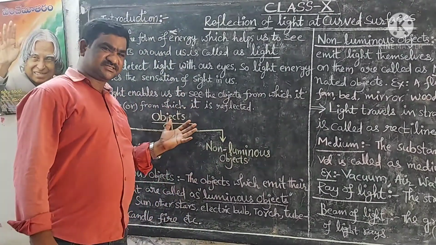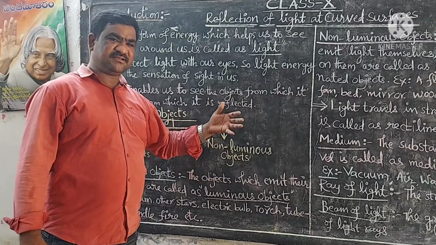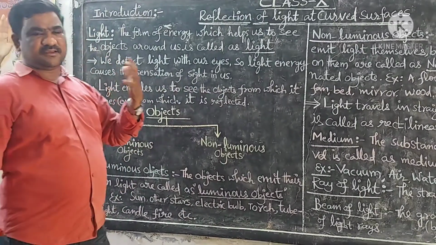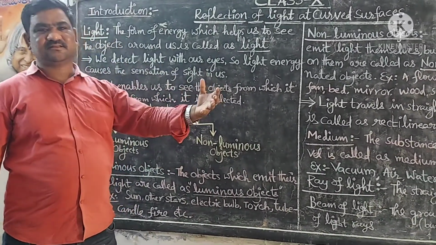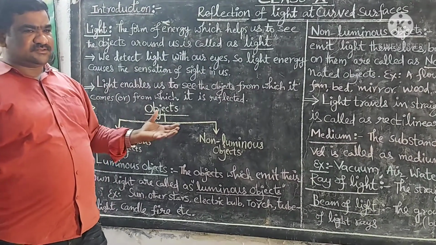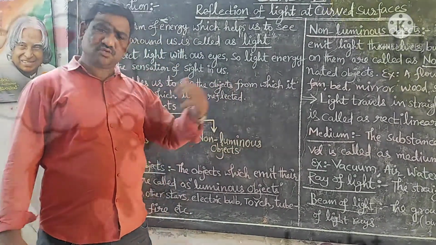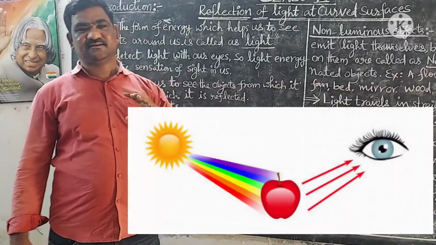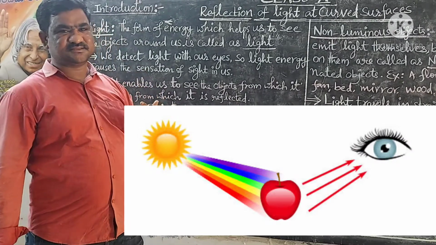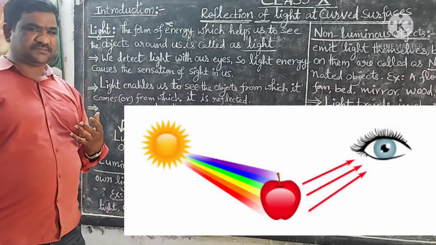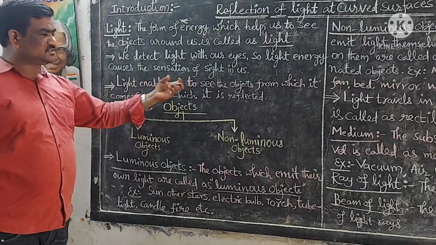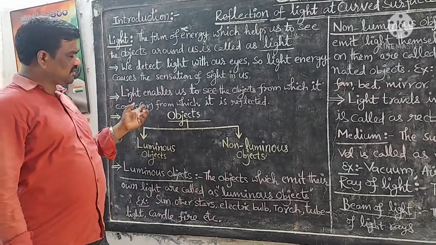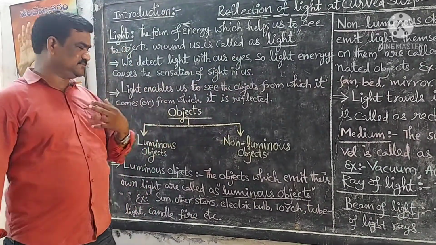So some objects can emit their own light. When that light enters into our eyes, we can see that kind of objects. Some types of objects do not emit the light, but they can reflect the light. When that reflected light enters into our eyes, we can see them. So light enables us to see the objects from which it comes or from which it is reflected.